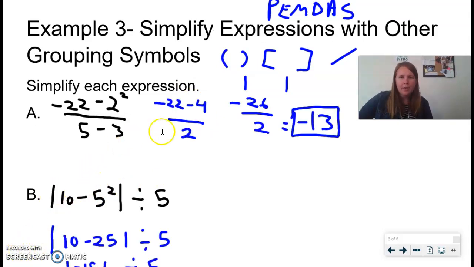Ready, coming on back. So what I did in this top one first is I solved out the bottom here. So 5 minus 3 is 2. Negative 22 minus 2 squared, which I decided was 4, and then I continued finishing up top. Negative 22 minus 4 gives me a negative 26 because it continues into the negative direction. Then I have negative 26 divided by 2, which gives you a negative 13.